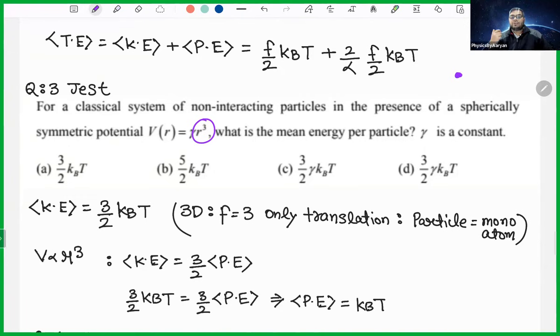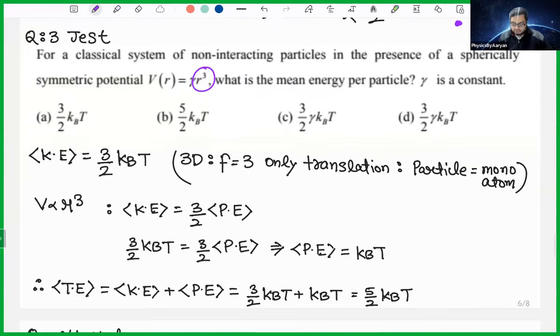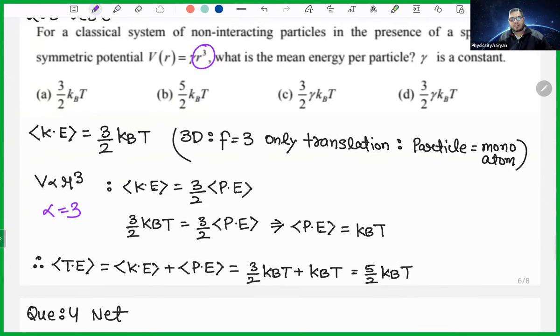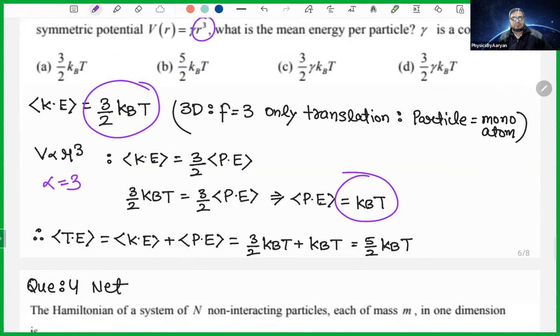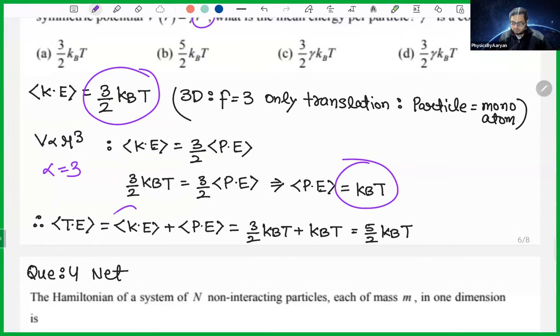In order to find the average potential energy, I need to use the virial theorem. The virial theorem says if my potential is r cube, my alpha is 3. Then my average kinetic energy is equal to alpha by 2, which is 3 by 2, times average potential energy. I put my value of average kinetic energy as 3 by 2 kBT. I also have 3 by 2 here, so that cancels. It means my potential energy comes out to be kBT. So this was my kinetic energy and this is my potential energy, and then my total energy will become 3 by 2 plus 1, which is 5 by 2 kBT. So this gives me option B.